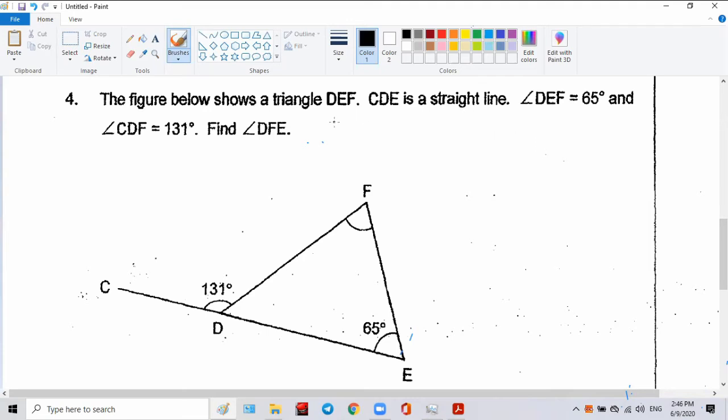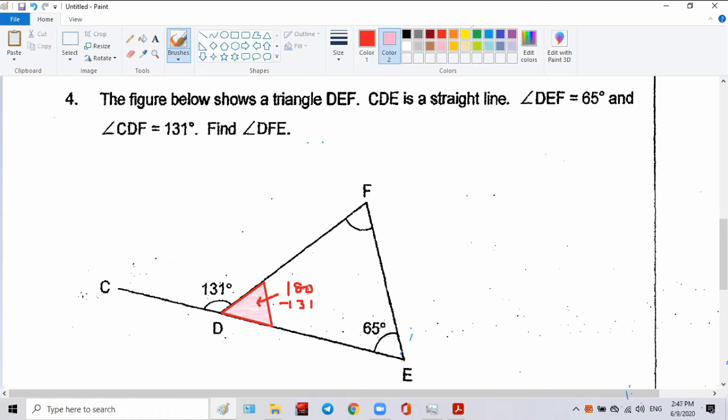The figure below shows a triangle DEF. CDE is a straight line. This is 65. Find DFE. Just want to find this. This is so easy, right? This one lies on the straight line. How do you find that? A straight line has 180 degrees, you know that, right? So this angle will be 180 minus 131. What do you get?